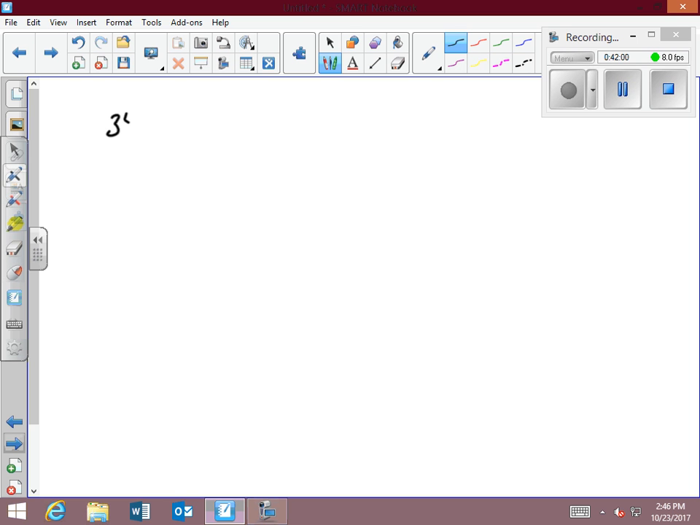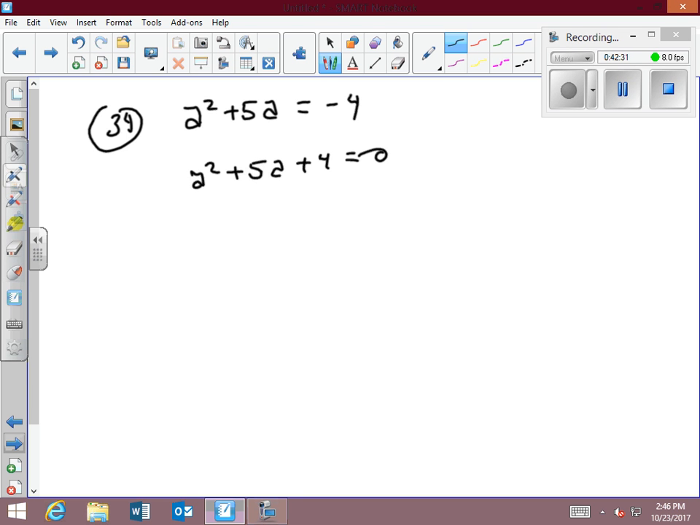We'll drop down to 34. A squared plus 5A equals A minus 4. Now notice there's no expansion to be done here, but it's 0 by itself. What are you going to have to do to give it in descending order, leading term positive, and 0 by itself? Move the minus 4 over to positive. So you'll have to go A squared plus 5A plus 4 equals 0. Now 0 is by itself. That you have to do before you start factoring.